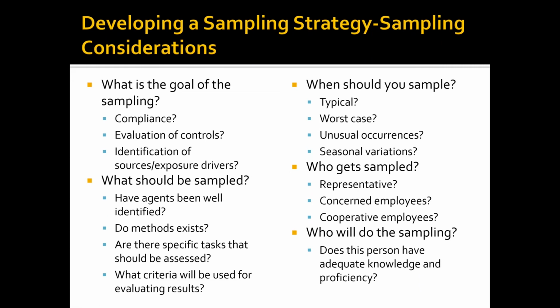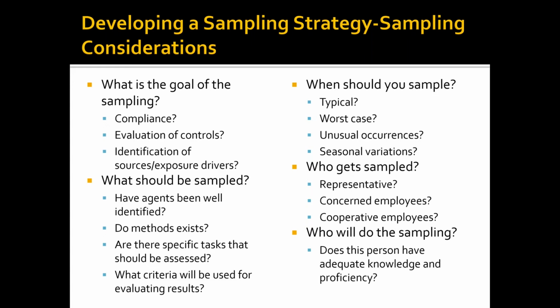So developing a sampling strategy, I kind of put it in the form here of asking yourself some questions. And the first thing I start out with is, what's your goal of the sampling? Obviously, if it's compliance-based sampling where you want to know if your exposures exceed an OSHA standard, you want to know what those standards say. So the first thing you want to do is start out reading those standards and understand what OSHA's requirements are. And they can be very detailed for some standards.